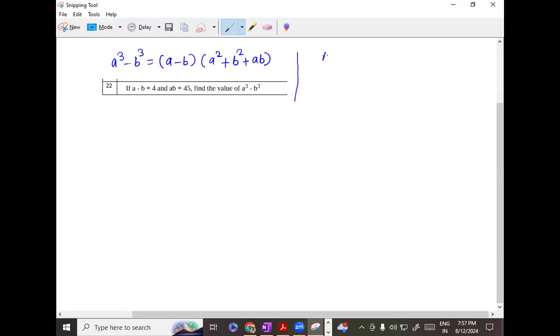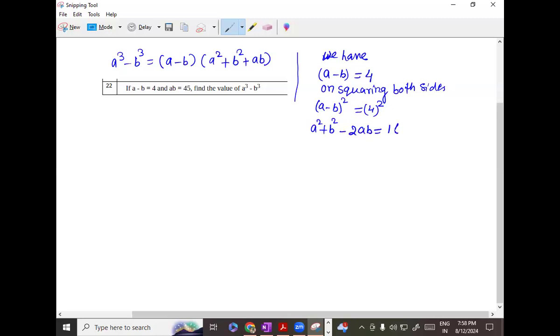We have a minus b equal to 4, right? Yes, sir. Then on squaring both sides, a minus b whole square and 4 square means a square plus b square minus 2ab, right? Sir, can't we directly take the whole cube of a minus b and 4 on both sides? Yes, yes, you can put a minus b whole cube.